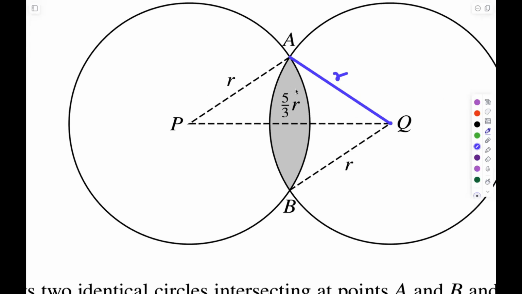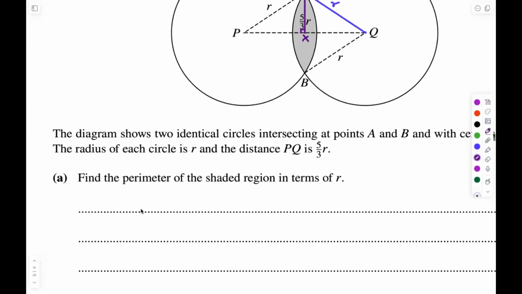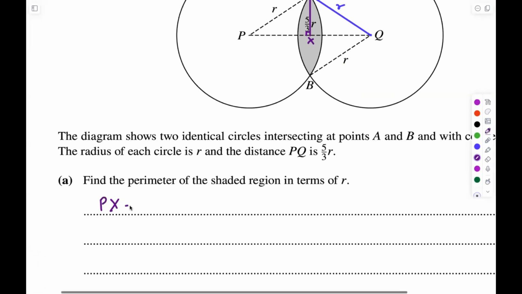To find this angle, we can apply the cosine rule, as we already have two lengths as R, and the length of PQ is 5/3 R. Or we can make a straight line from A to the line PQ. This will make a right angle, and let's call this point X. The length PX will be equal to half of 5/3 R, so PX will be 5/6 R.